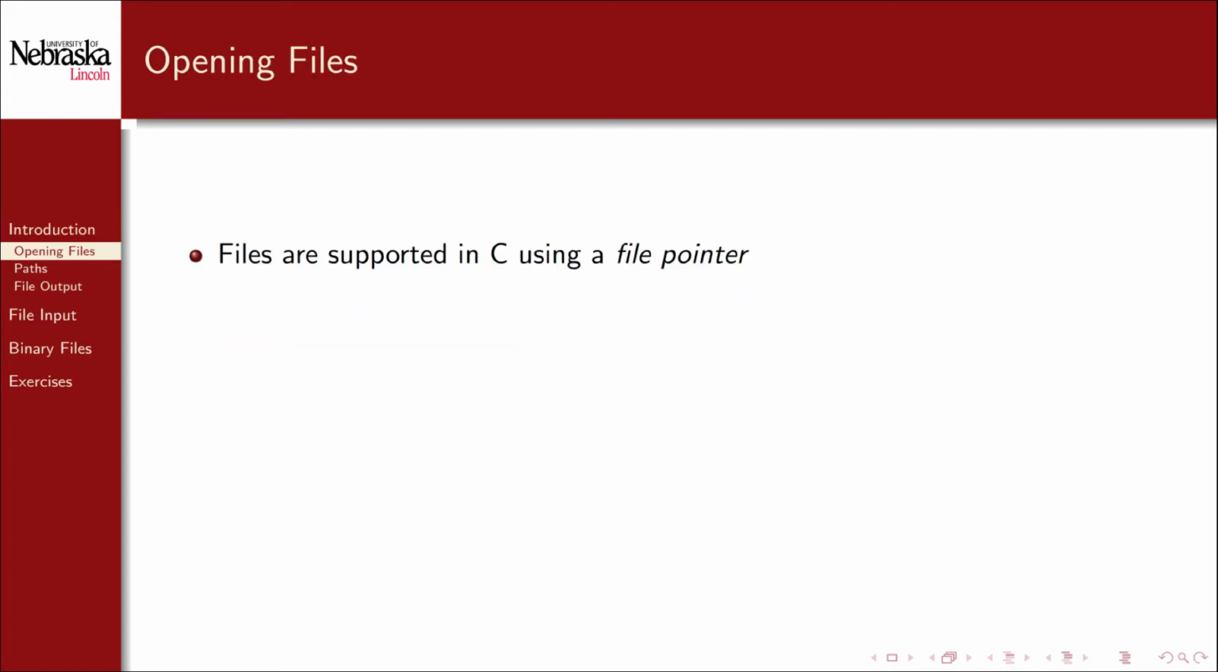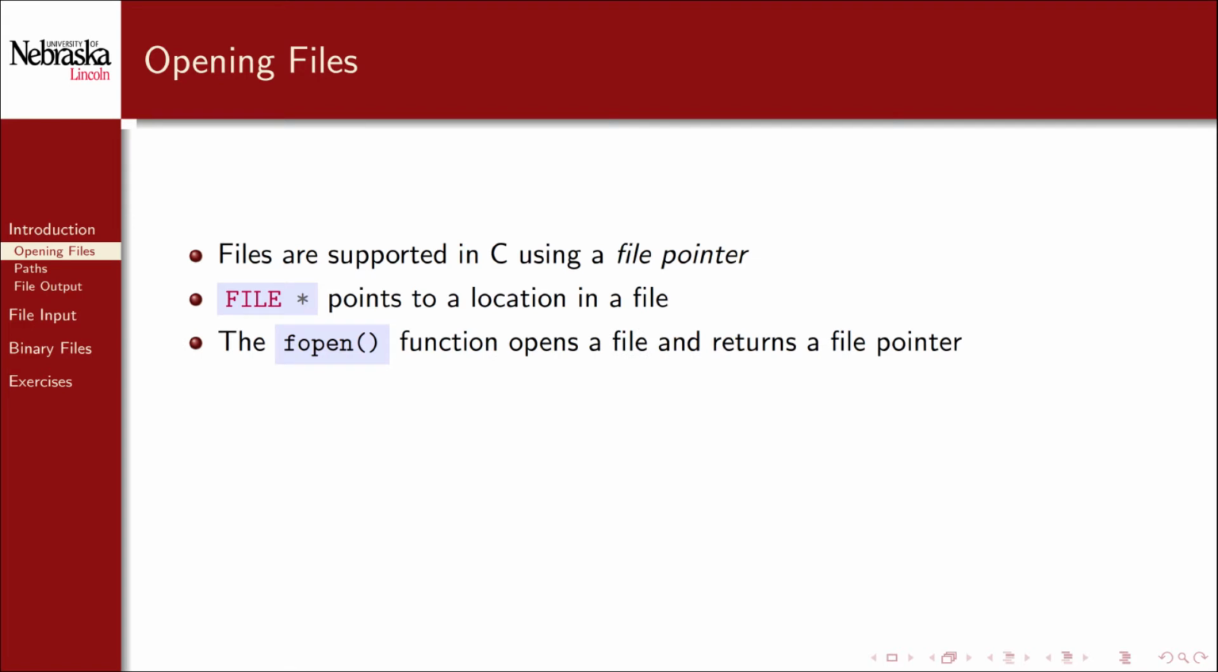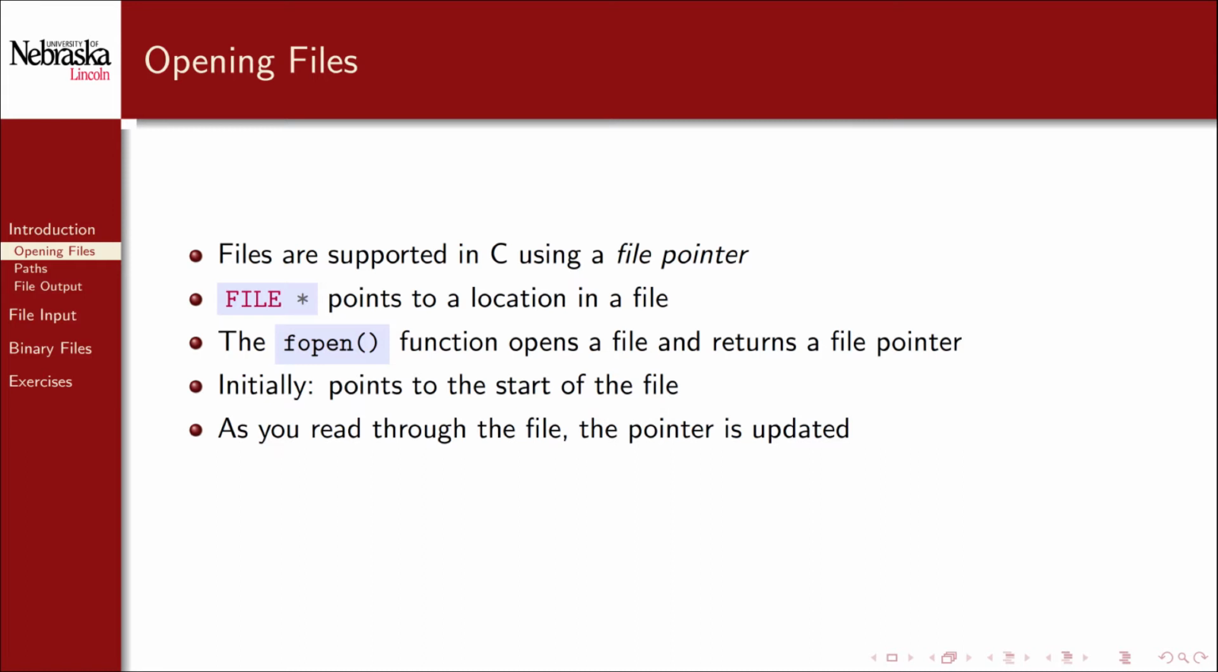In C, working with files is supported using a file pointer. FILE star points to a location in a file stored somewhere in memory. This is defined in the standard library and it's case sensitive. The fopen function allows you to open up a file and returns a file pointer that you can then work with. Initially, the pointer will point to the beginning of the file. As you read through the file, the pointer is updated automatically.